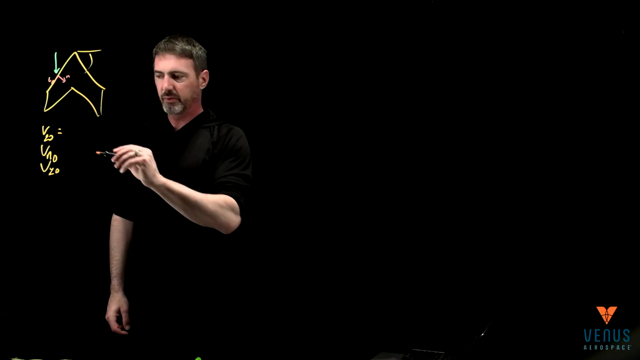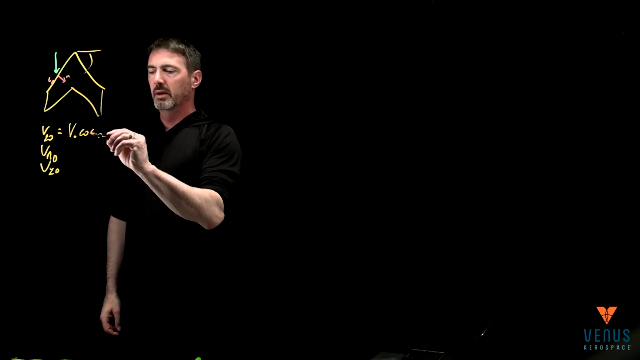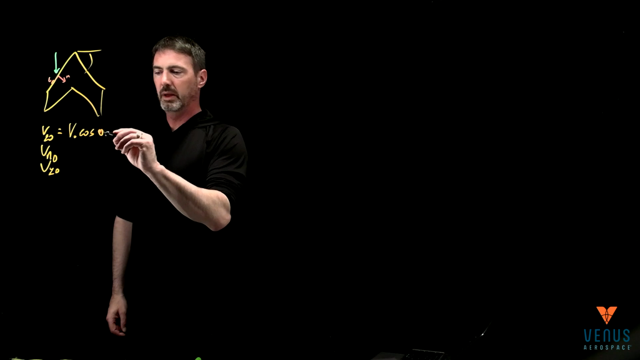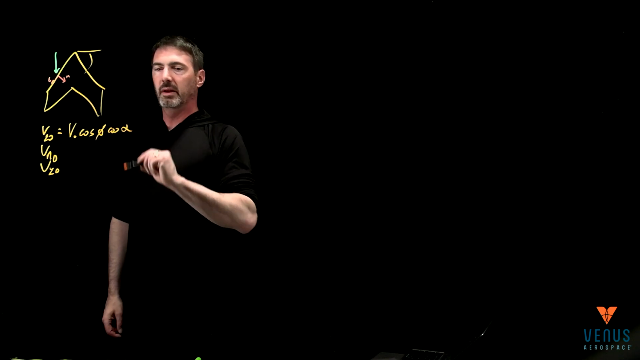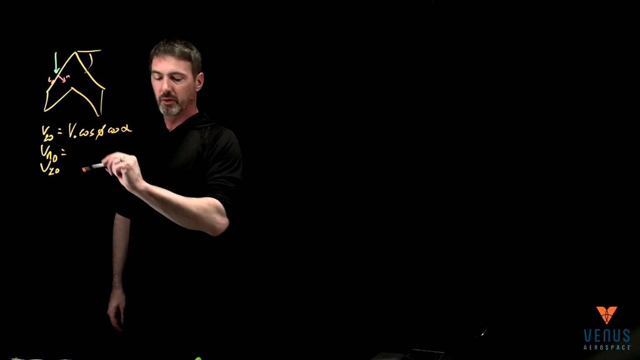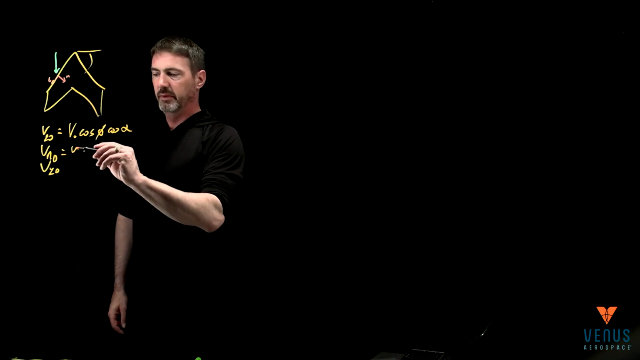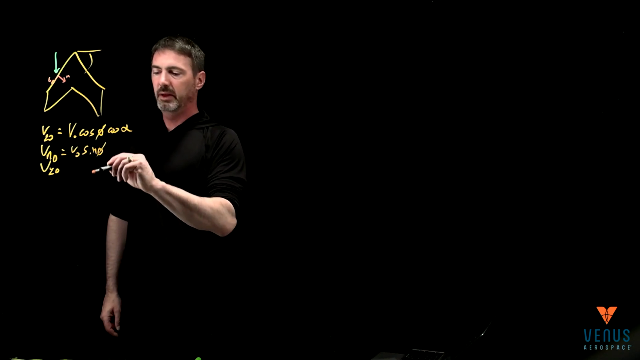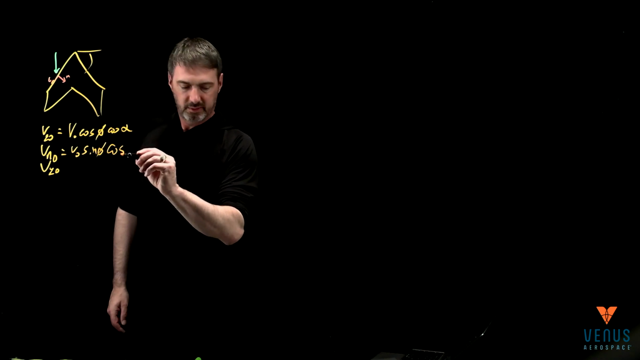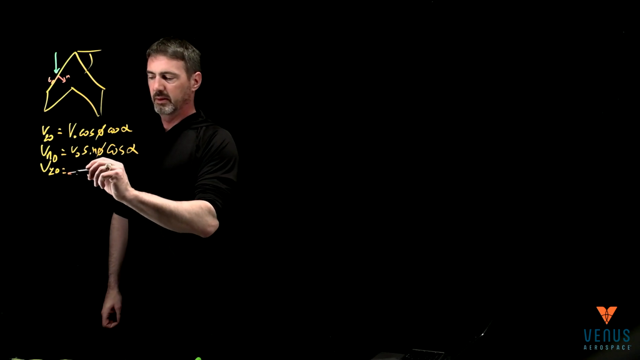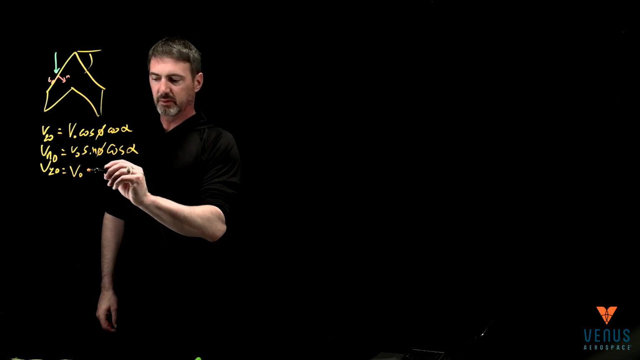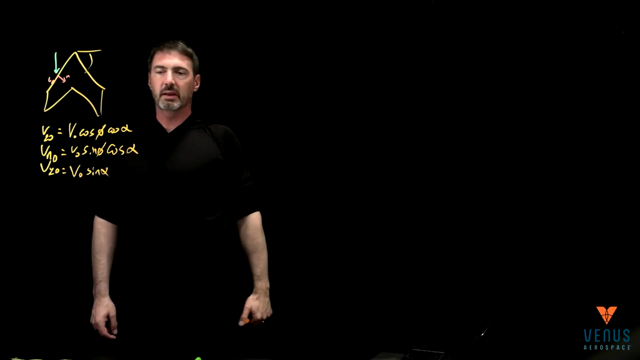So the first one is just V0, there's a cosine of the sweep, and then you get a cosine of the angle of attack. And the normal direction is V0 sine phi, and then cosine of the angle of attack. And then out of the plane, it's just V0 sine angle of attack, like normal.